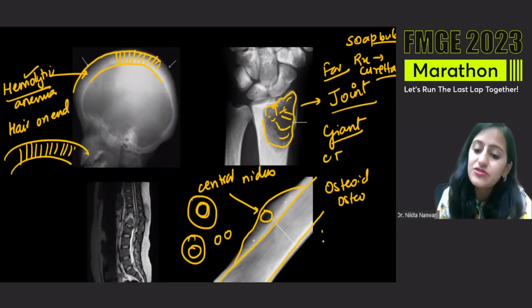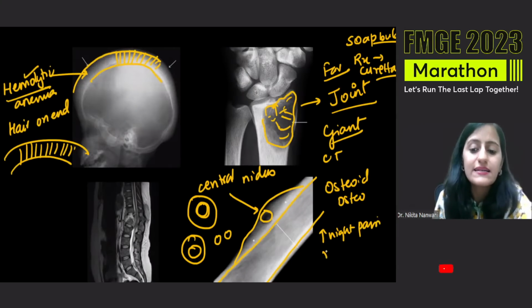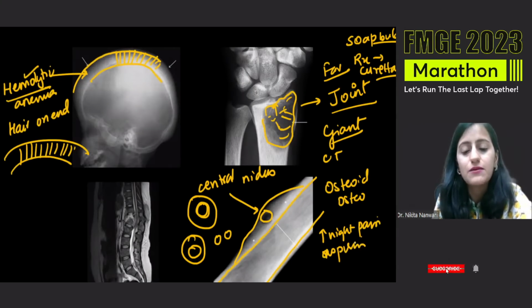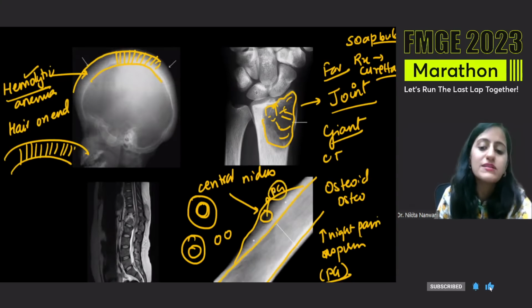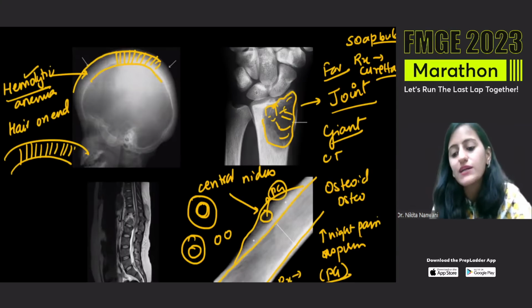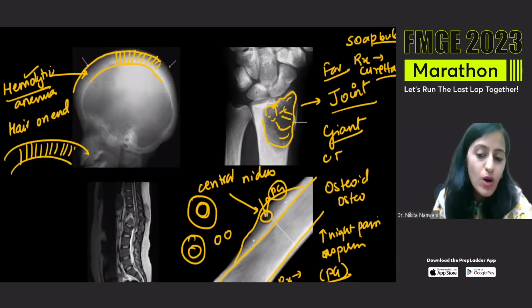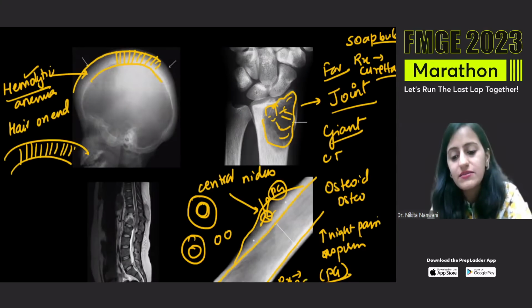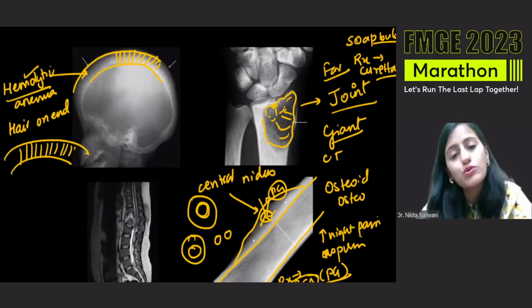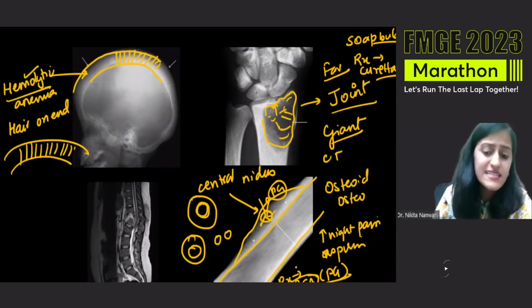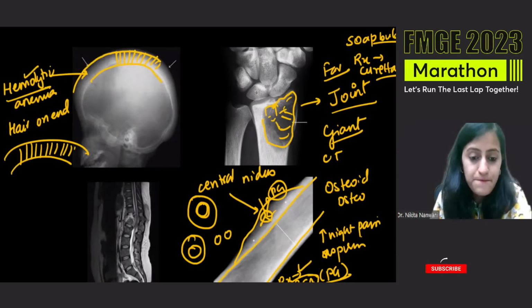The classical history would be increased night pain, pain which is worse at night and relieved by aspirin. Why? Because of prostaglandins coming from this nidus. Important, what is the treatment for this? We want to ablate the nidus because that is what is causing pain. So it is radiofrequency ablation that we would do for this tumor. A recent INI-CET question.